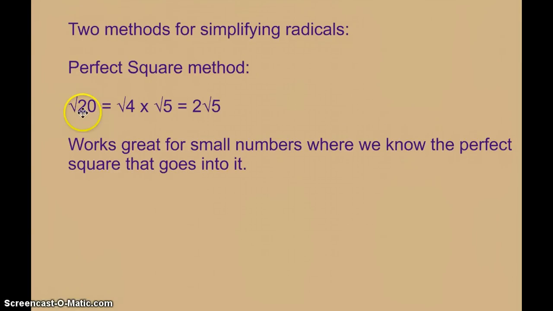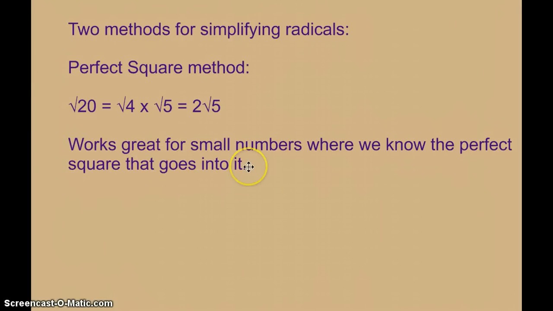So we rewrite the square root of 20 as the square root of 4 times the square root of 5. And then we can simplify the square root of 4 down to 2. So we get an answer of 2 times the square root of 5. That's called simplified radical form, when you end up with 2 times the square root of 5. This is a great method when you have numbers like 20, because most everyone can look at 20 and say 4 is a perfect square and 4 goes into 20.